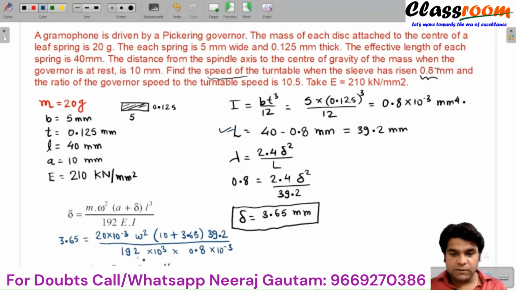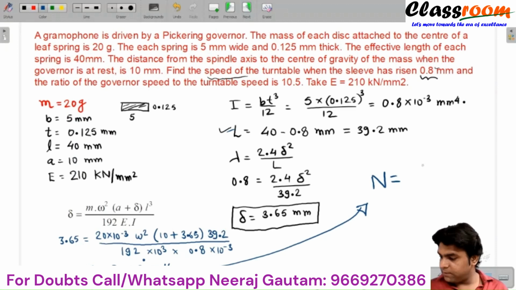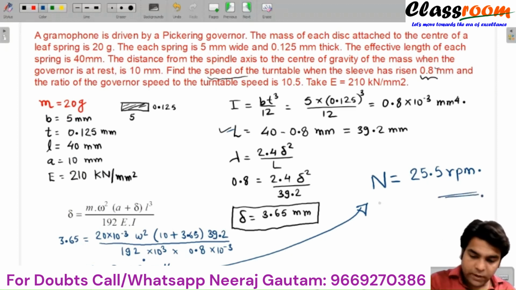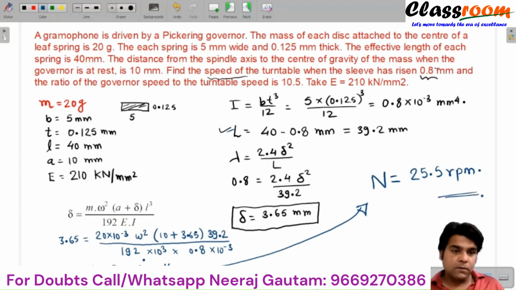And we can convert this value into N using the relation of N. You can find 25.5 RPM. So this is the speed of the governor.